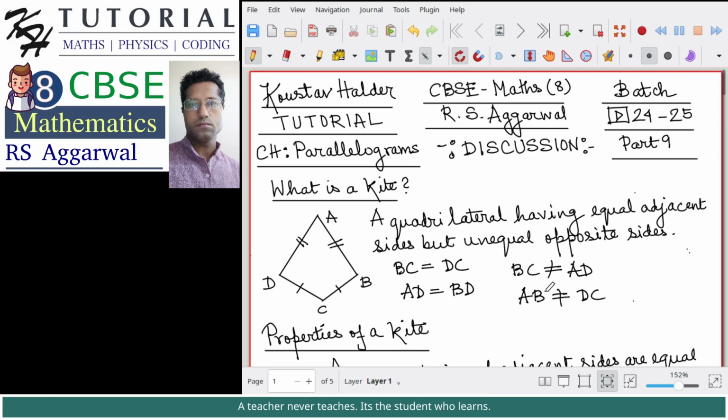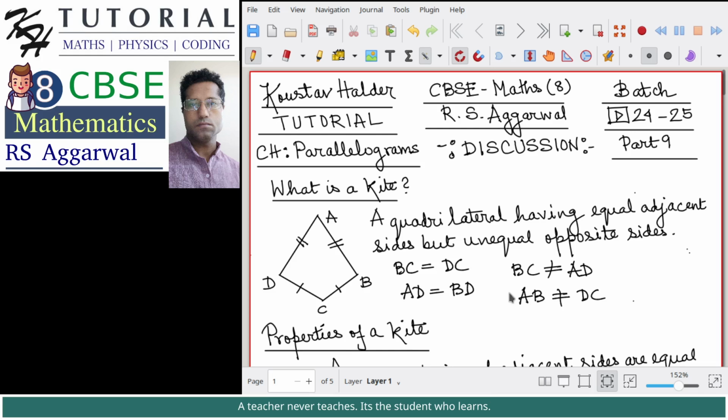If BC becomes equal to AD, and AB becomes equal to DC, then all the sides will be of equal length, and it will possibly become a rhombus. So it will not be a kite. So a kite is a quadrilateral where we have two pairs of adjacent sides which are equal, and any two opposite sides are of unequal length. So this is the definition of a kite.